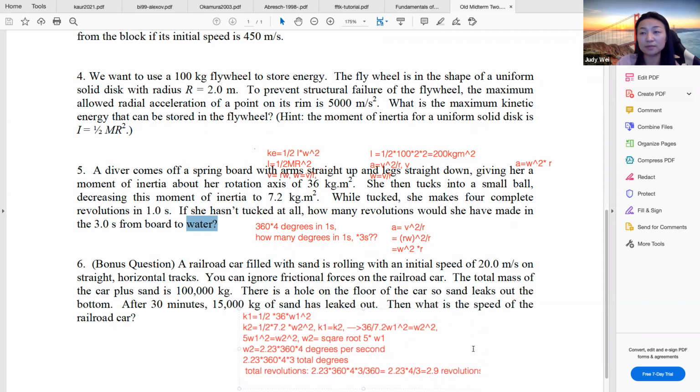That makes sense. We can test if it's true, because when she's tucked, she should rotate faster. When she's tucked, she can complete more revolutions. But when she's not tucked, she has to spend 3 seconds to make 2.9 revolutions. So it makes sense, right? When you're stretching, okay, let's check.